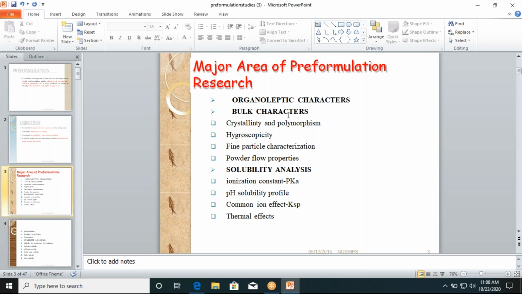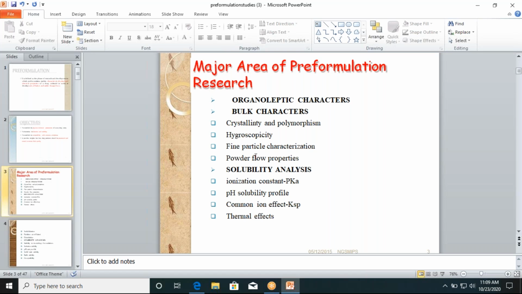So what are the different bulk characters that you will be doing? It will be checking the crystallinity and polymorphism of the drug, hygroscopicity of the drug will be determined, and fine particle characterization, so how the particles will be distributed, will be determined, and the flow property of the drug will be determined. So these are the four different bulk characters that will be determined: crystallinity and polymorphism, hygroscopicity, fine particle characterization, and powder flow properties. And once the bulk characters are determined, the other area of research is solubility analysis.